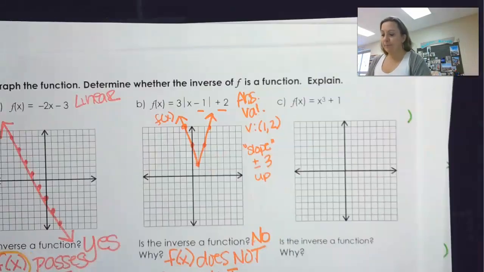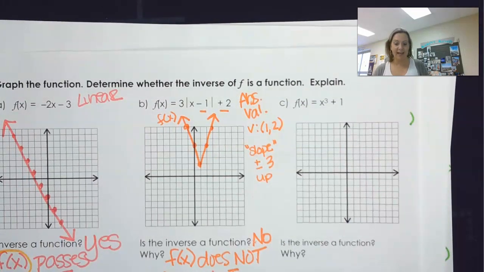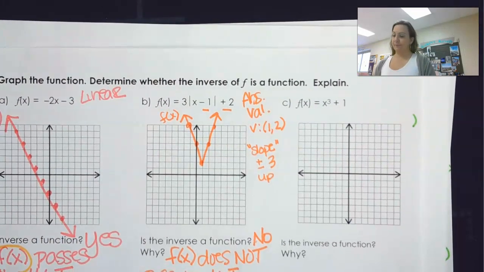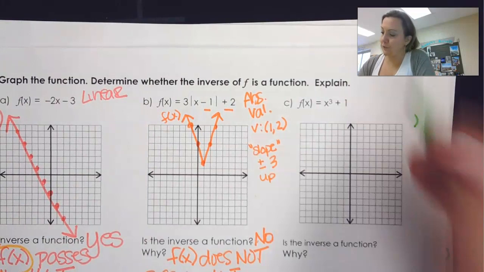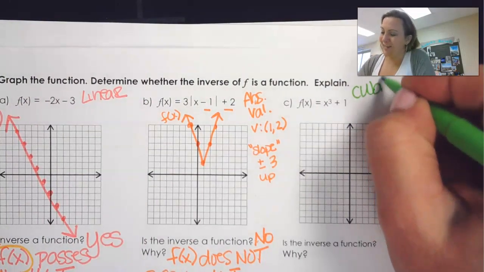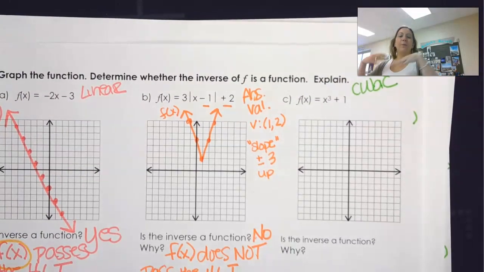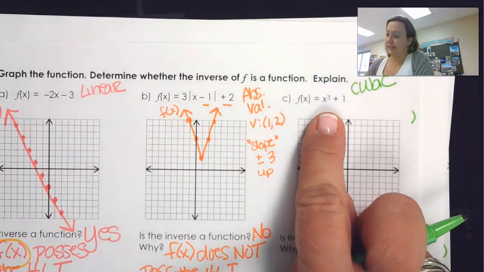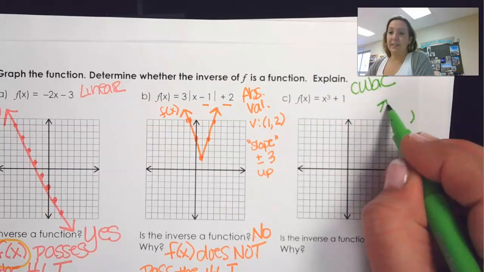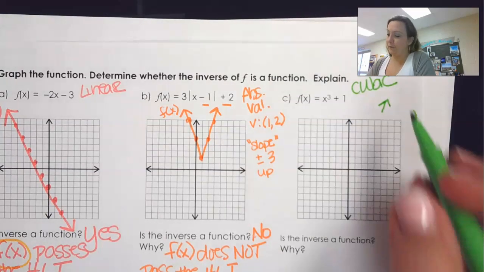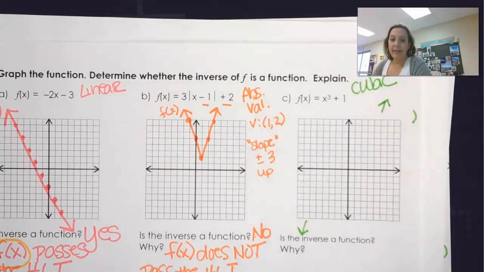So then what if we have x cubed plus 1? Well, this is a cubic function. We know what the end behavior is going to be, right? We know that because this is an odd degree and a positive leading coefficient, it's going to end up on the right and down on the left. But maybe I don't know some of the points.